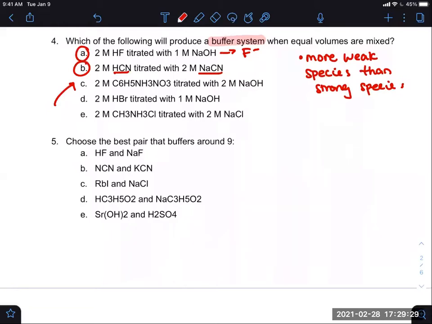So for D, we had more HBr. Oh wait, sorry. We actually just had HBr and NaOH. So those are both strong acid, strong base. That's not going to create a buffer system. E, we have an acidic salt with a neutral species, and that's not going to create a buffer system either. So those are A and B, the only 2 answers for that one.